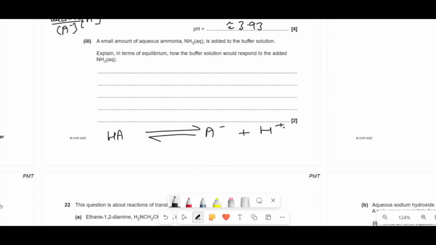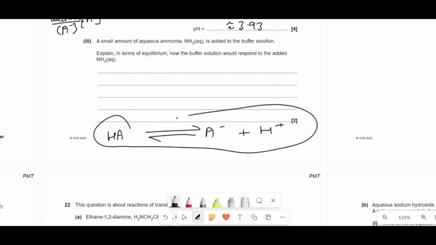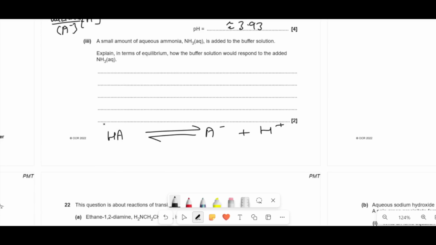So they've told you that a small amount of aqueous ammonia is added to this buffer solution. Explain in terms of equilibrium what would happen. Remember that Le Chatelier's principle is that you make a change, and the equilibrium shifts to counteract the change. Now we need to figure out what happens to this equilibrium. If we add NH3, I don't see an NH3 anywhere here, so it's not going to make a concentration of this go up directly. However, NH3 is a base, which means it can accept a proton and react with an H+.